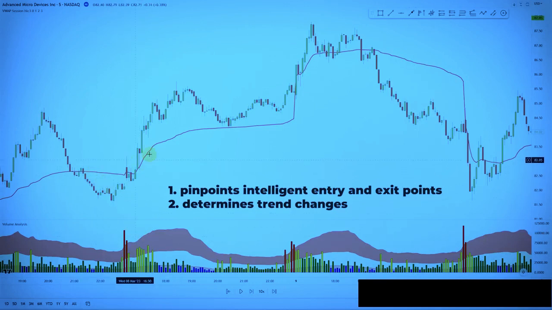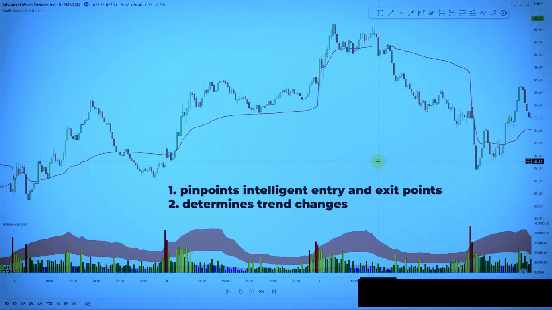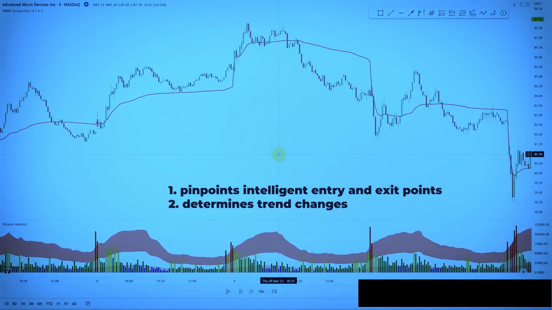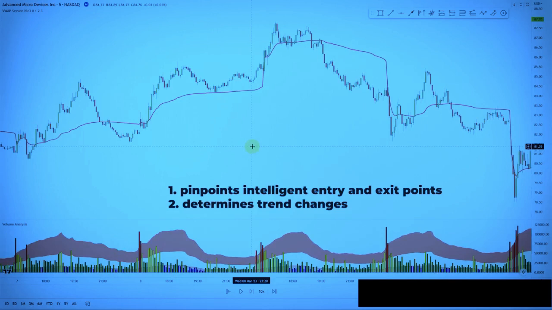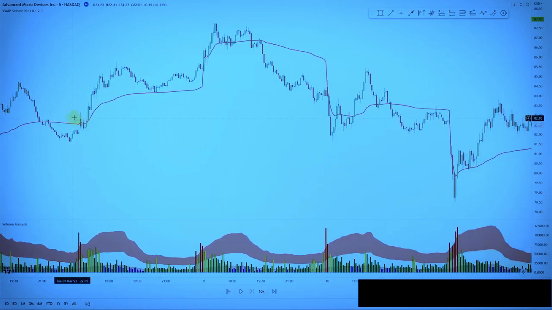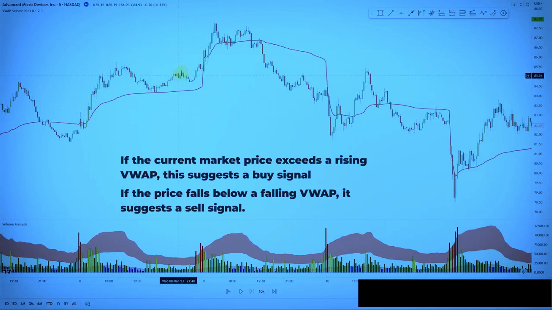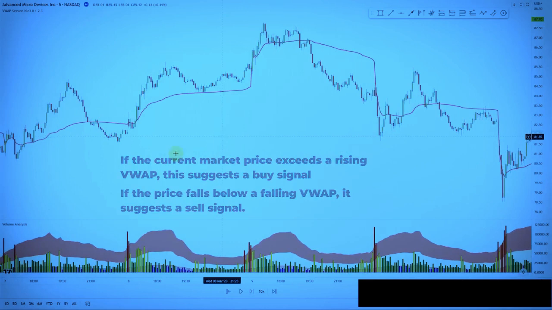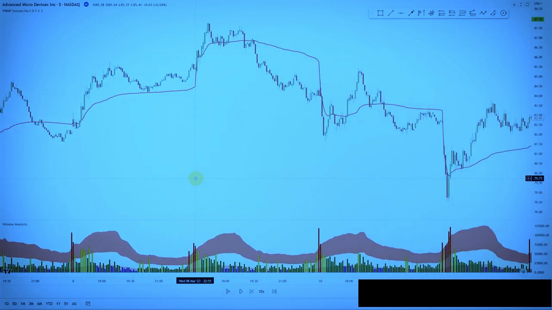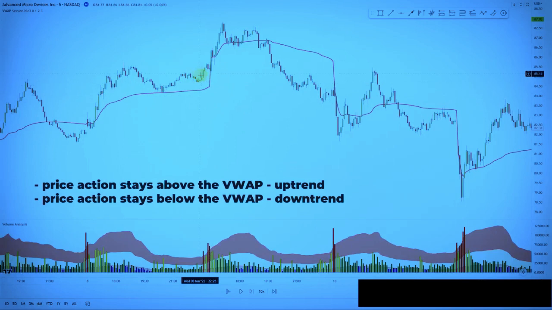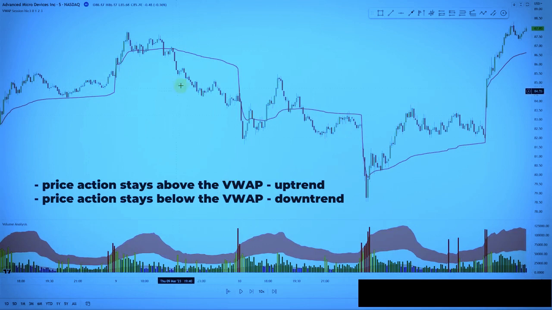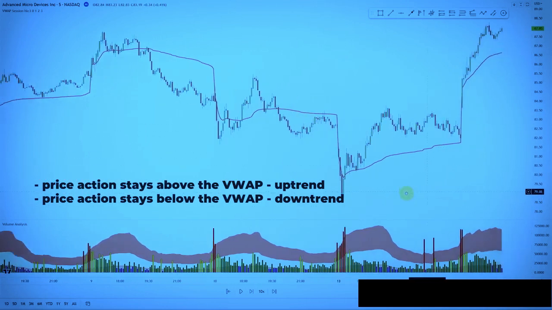For day trading, you can read the VWAP to generate buy and sell signals. This can be simply done by comparing the relationship between VWAP and the current market price. If the current market price exceeds a rising VWAP, this suggests a buy signal. If the price falls below a falling VWAP, it suggests a sell signal. VWAP can also be used to detect trends and changes in price. If price action stays above the VWAP, this signals that the price is in a general uptrend. If price action stays below the VWAP, this signals a general downtrend.